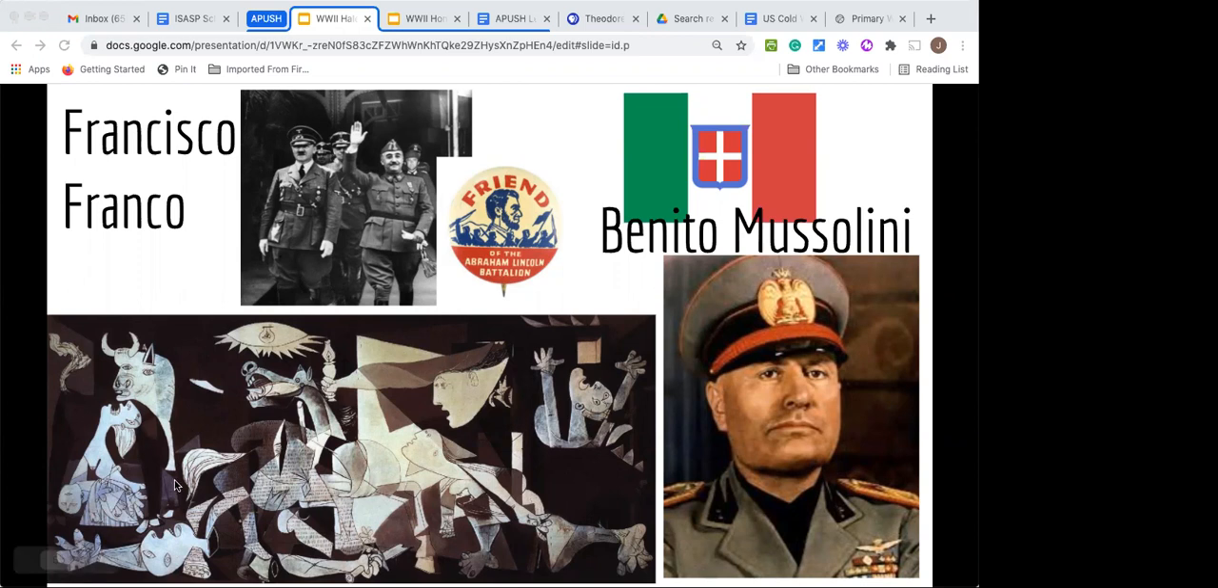Now, the painting on the bottom, you may also recognize as being by Pablo Picasso, an abstract artist. And what this image is his depiction of the aerial bombings that were used for the first time on civilians during the Spanish Civil War. And this takes place at Guernica.